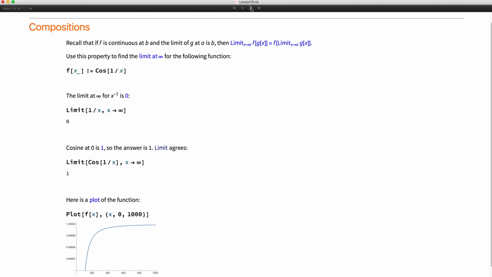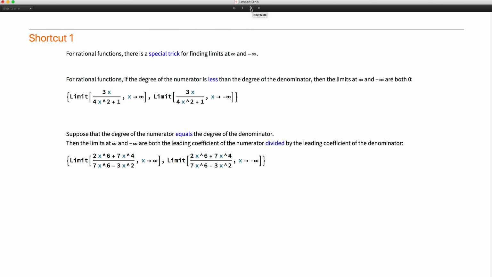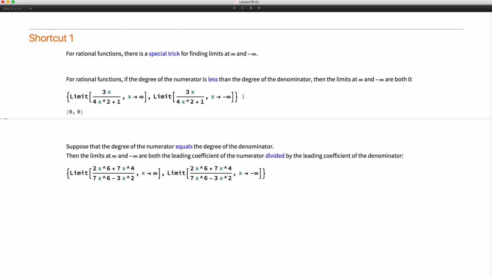Okay, so now in the last 2 slides, I'll talk about 2 shortcuts for computing rational function limits at infinity. So there are some special tricks which are well worth knowing in this area. So for example, if you have a rational function and the degree of the numerator is less than the degree of the denominator, like over here, then whether you're at plus or minus infinity, the answer is just going to be 0 because the denominator grows much more rapidly than the numerator.